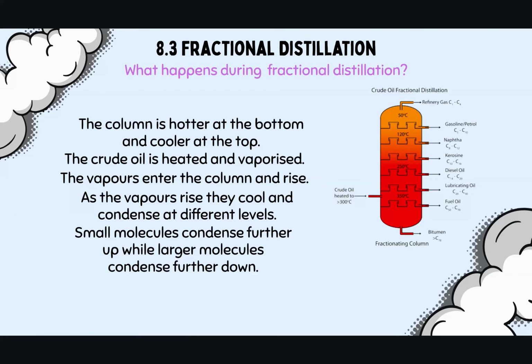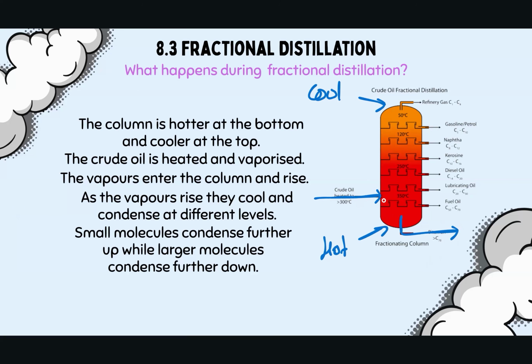Okay, so how does fractional distillation work? The column is hotter at the bottom than at the top. It's cooler at the top. So the crude oil enters through here, it's been vaporized. Now the whole thing does vaporize except bitumen, which is still a liquid, so that falls to the bottom, and it's siphoned off. Bitumen we use for like roads, things like that.